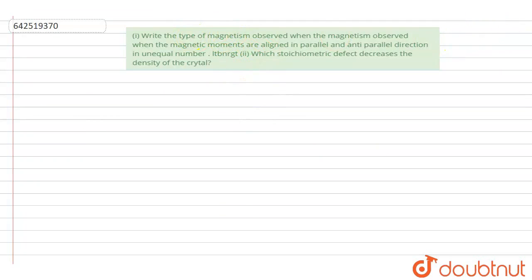Hello everyone, let's start the question. The question says: write the type of magnetism observed when the magnetic moments are aligned in parallel and anti-parallel directions in unequal numbers. And here we have a second part also: which stoichiometric defect decreases the density of the crystal? So let's start with our first part.